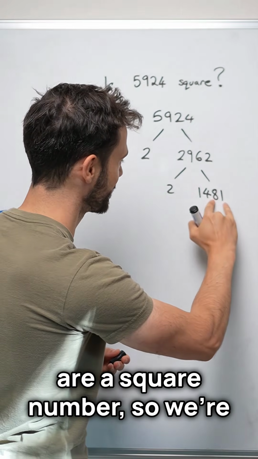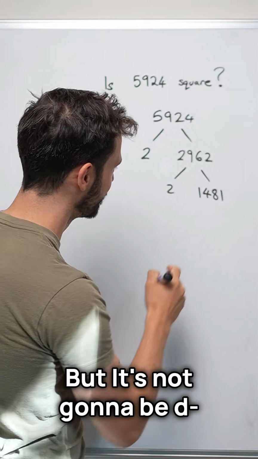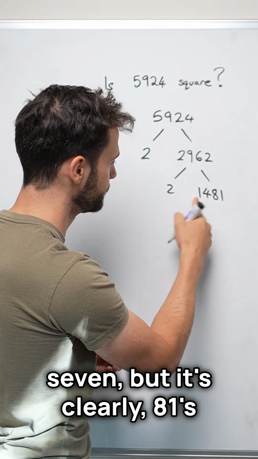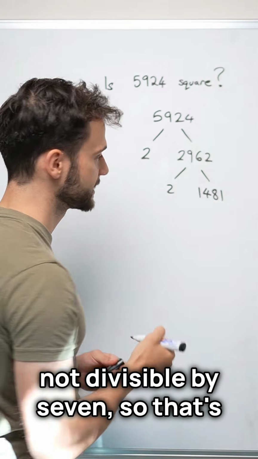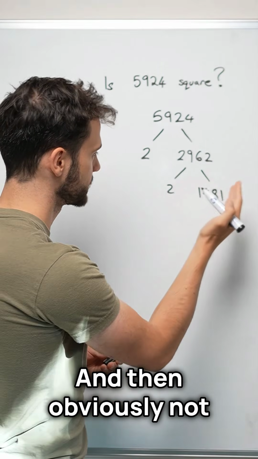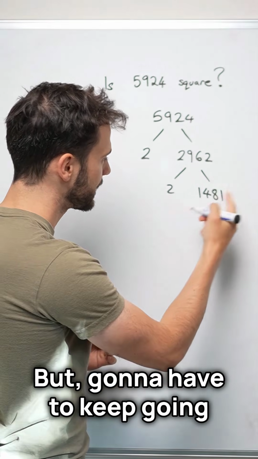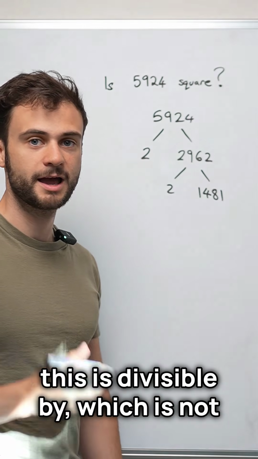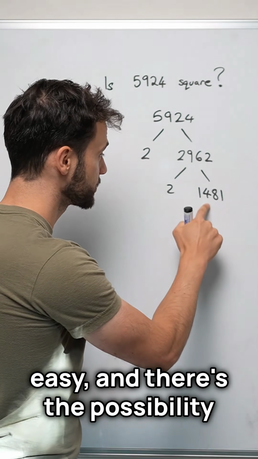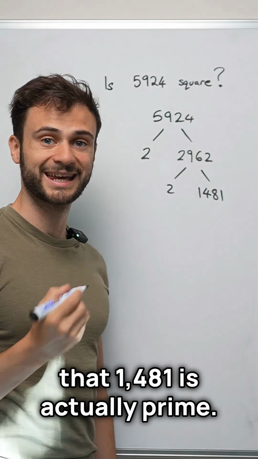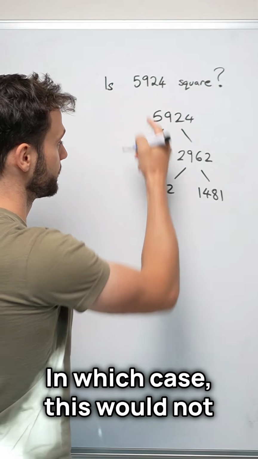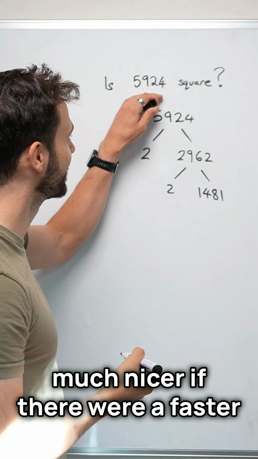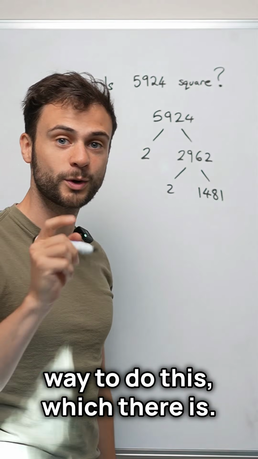The last 2 digits are a square number. So we're like, okay, it's looking promising, but it's not going to be divisible by 3. We can test divisibility by 7, but it's clearly 81's not divisible by 7, so that's not going to work. And then obviously not divisible by 5. I just skipped that. But I'm going to have to keep going through all these prime numbers until we figure out, okay, what this is divisible by, which is not easy. And there's the possibility that 1,481 is actually prime, in which case this would not be square. But we're going to have to sit here for a while testing this, and it would be much nicer if there were a faster way to do this, which there is.